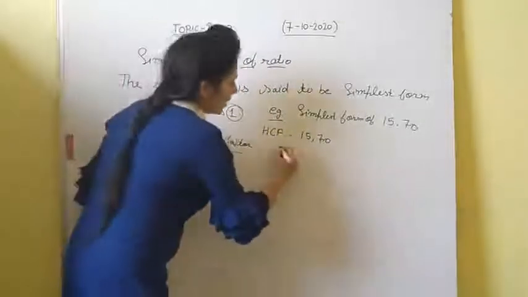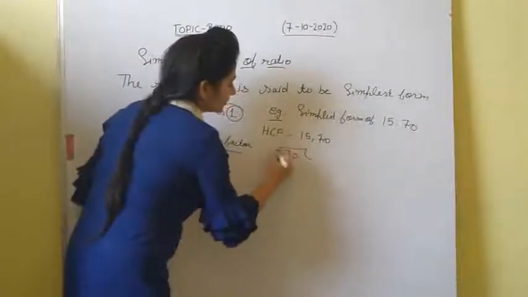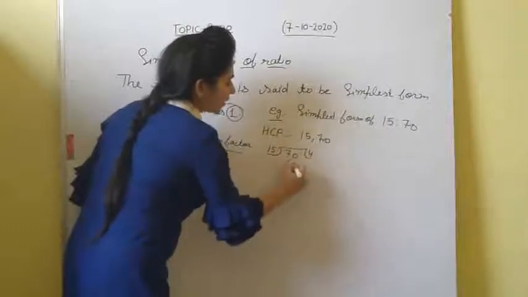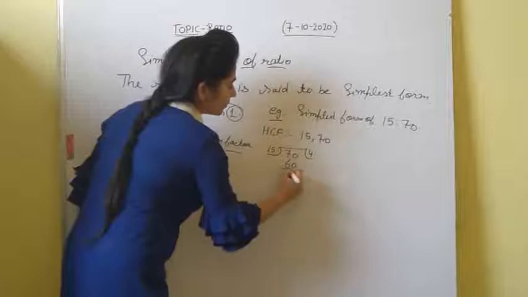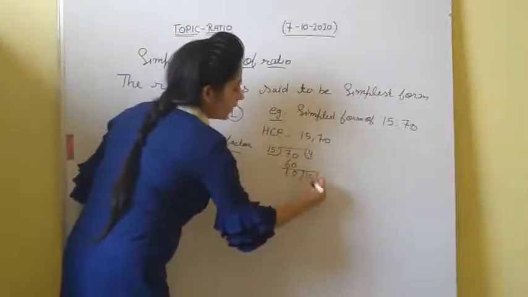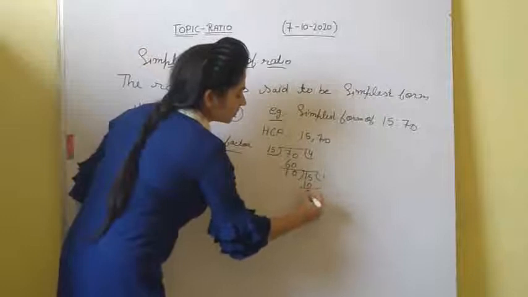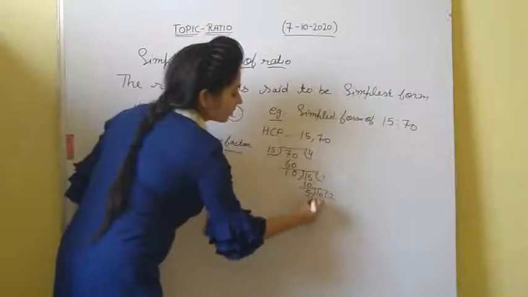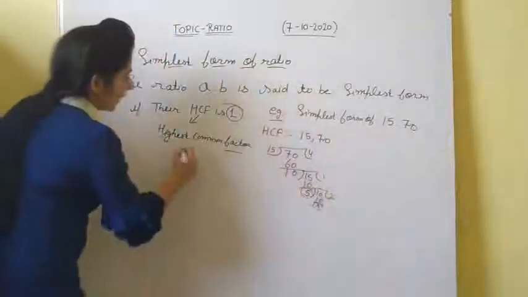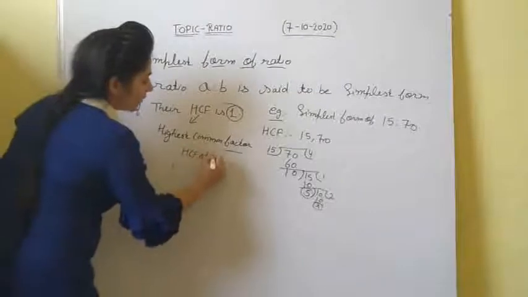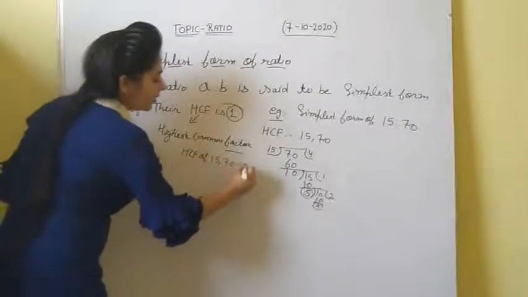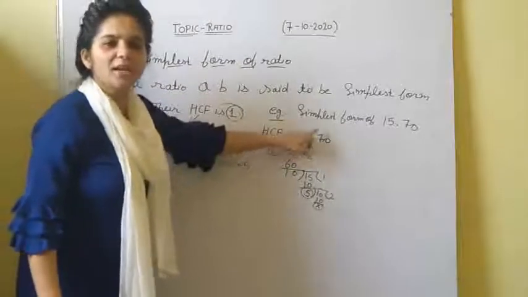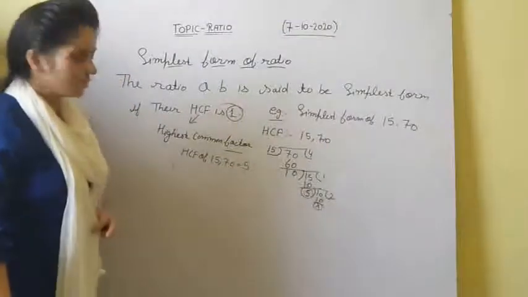HCF by long division method. 15 4s are 60. 10 1s are 10. 5 2s are 10. So HCF of 15 and 70 is 5.